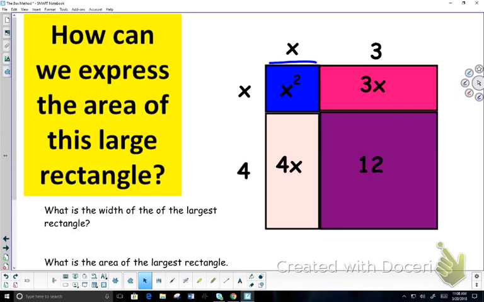So how long is this whole side then? 4x. Mia? X plus 4. X plus 4. I'm not multiplying, they're adding. How long is the side? What is the width of the largest rectangle?